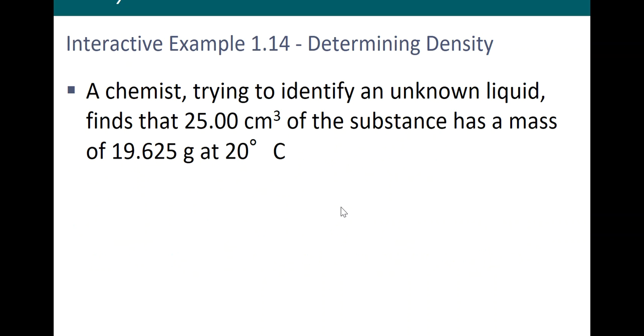So in this example, a chemist is trying to identify an unknown liquid. The chemist knows they have exactly 25.00 cubic centimeters or 25 milliliters of the substance. The mass of that volume of material is 19.625, and that's at 20 degrees Celsius, because a lot of liquids can change their volume slightly at different temperatures. So we have a standard of measuring densities at 20 degrees Celsius.